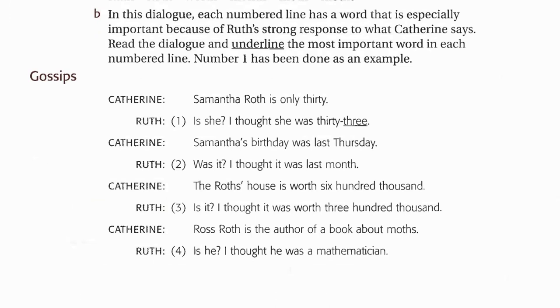3B. Gossips. Samantha Roth is only 30. Is she? I thought she was 33. Samantha's birthday was last Thursday. Was it? I thought it was last month. The Roth's house is worth 600,000. Is it? I thought it was worth 300,000. Ross Roth is the author of a book about moths. Is he? I thought he was a mathematician.